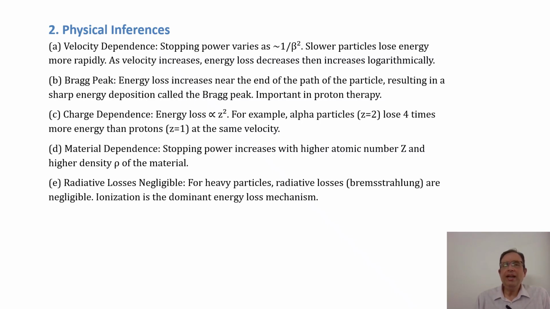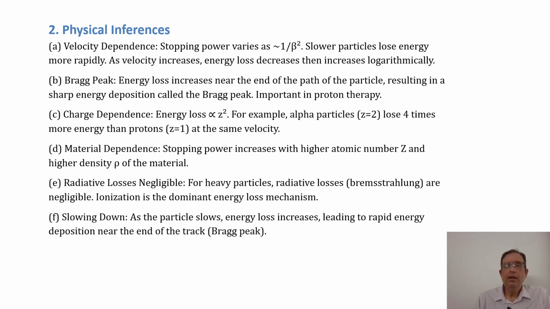Then the radiative losses are negligible. The Bremsstrahlung losses are negligible. Ionization is the dominant energy loss mechanism. As the particle slows down, this leads to the rapid deposition at the end of the track called the Bragg peak. This is called slowing down and deposition of energy, and results in a Bragg peak, so that at that particular junction the loss in energy or the deposition of energy suddenly shoots up.